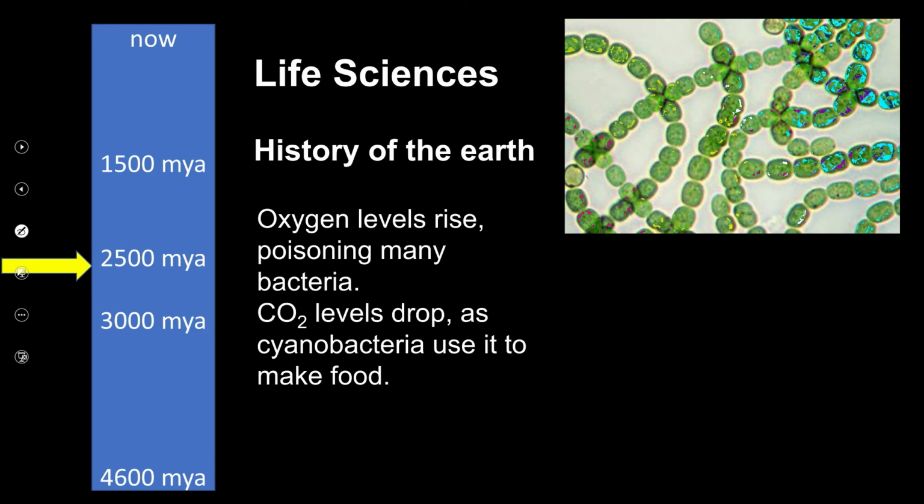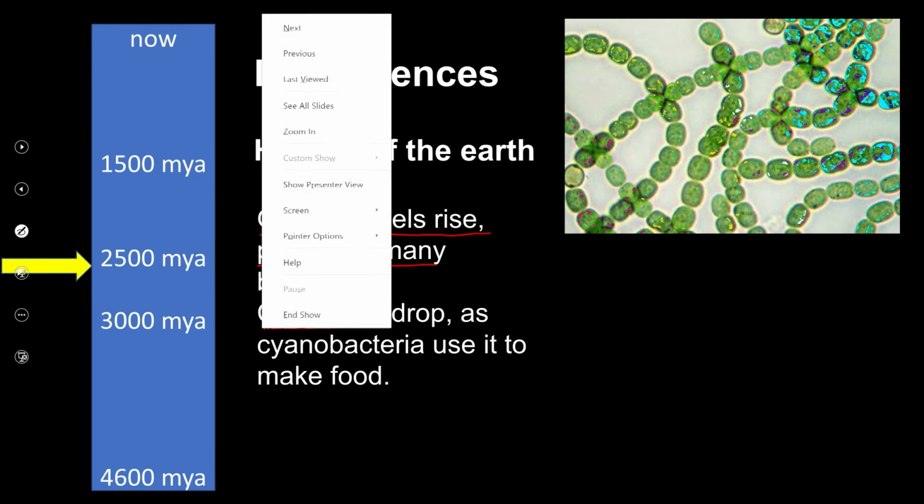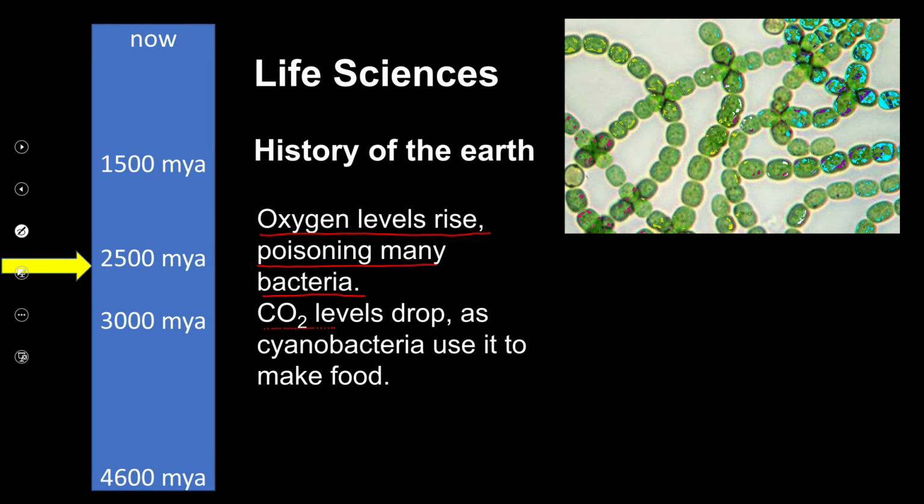Now, time's going by. The cyanobacteria are busy undergoing photosynthesis, and this causes the oxygen levels to rise. And that poisoned many of the bacteria that relied on carbon dioxide. Because the photosynthetic bacteria were using carbon dioxide, the carbon dioxide levels dropped. So the composition of the atmosphere is changing.